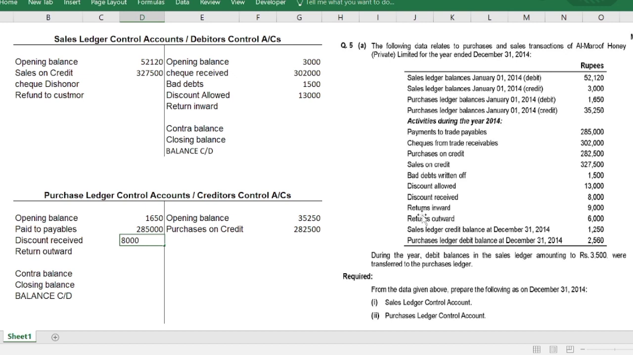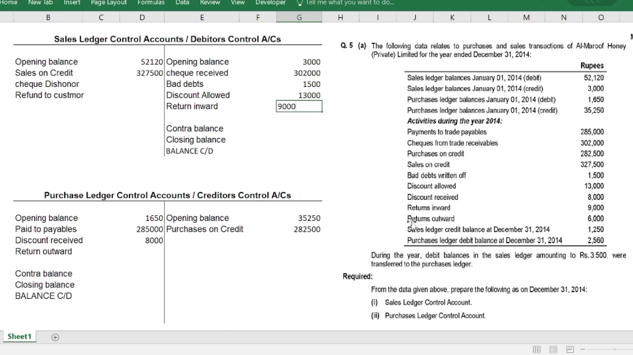So due to which our receivable account will be decreased. So all those transactions due to which our receivable account will be decreased, we record them onto the credit side in sale ledger control accounts. So we go on the credit side in sale ledger control accounts and record it. The amount is 9,000 rupees.